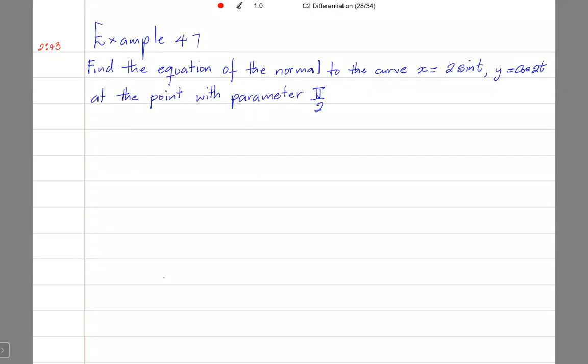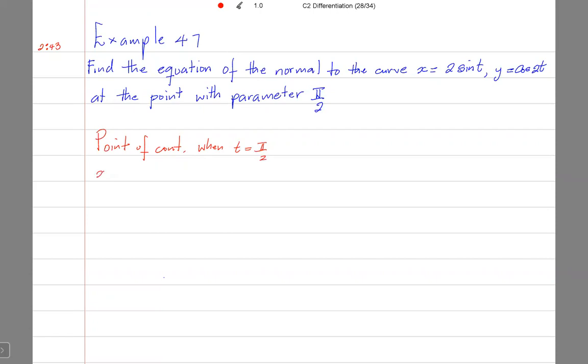So example 47, find the equation of the normal to the curve. All right, and we're going to find this at the point where t is equal to pi by 2. I can start by finding the gradient first, or I could start by finding the point of contact. So let's start by finding the point of contact, when t is equal to pi by 2.